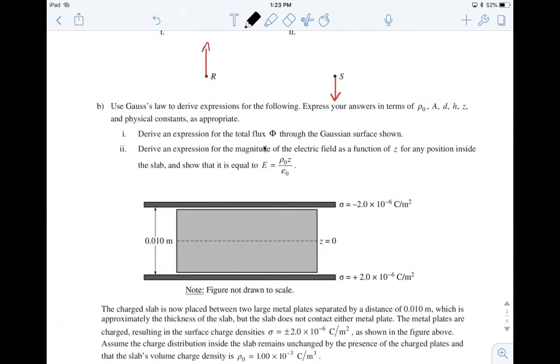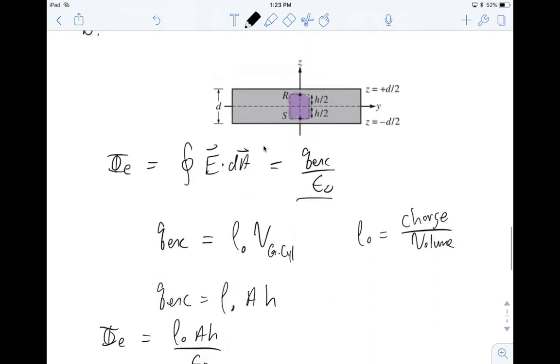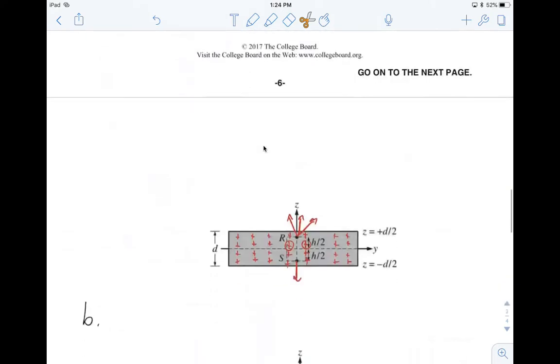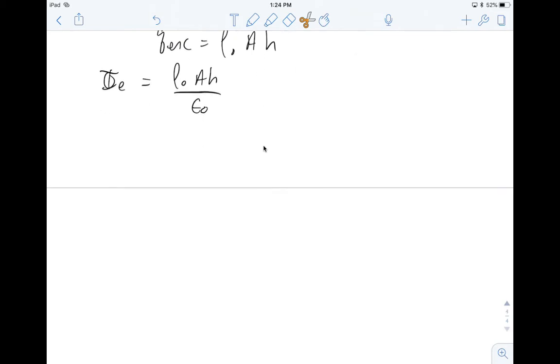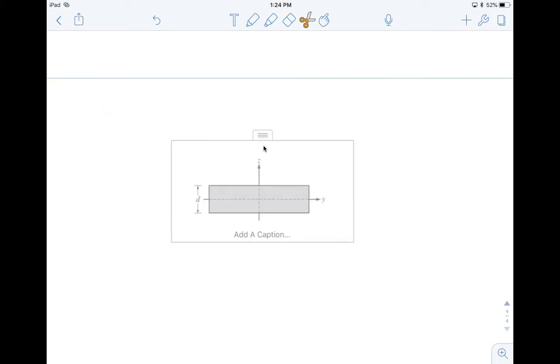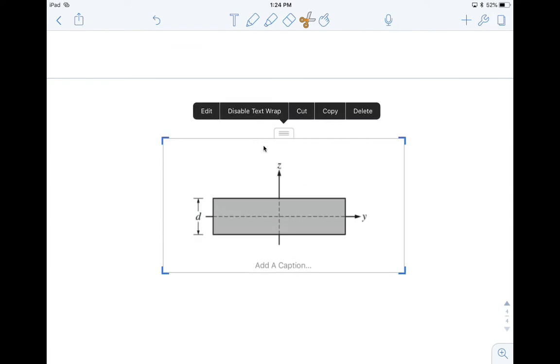Part 2 says to derive an expression for the magnitude of the electric field as a function of z for any position inside the slab and show that it is equal to E equals rho naught z over epsilon naught. Okay, let's copy this one over here. They gave us a Gaussian surface originally with total height h. We're going to use the same surface. The only thing is they want the electric field in terms of the height z.